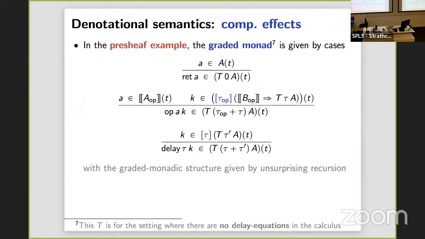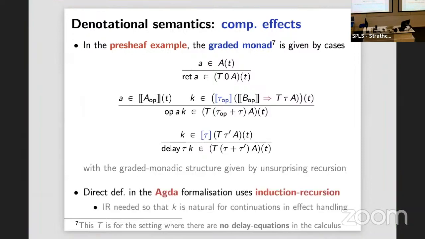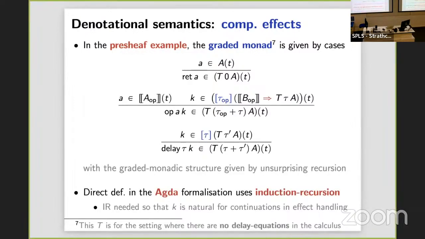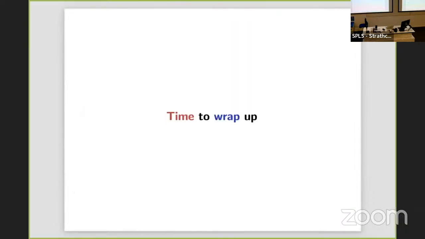So you have return cases, you have operations, you have delays. The only thing is that when you formalize it, for example, in Agda, then induction recursion is needed because you actually want to refer to the exponentials in the pre-shift category. And you can't just fake it on the underlying functions.